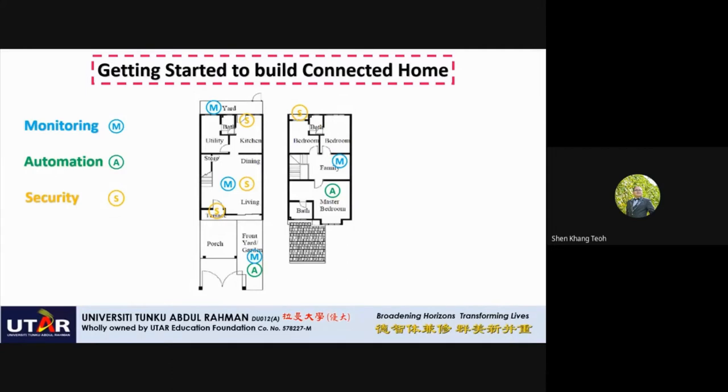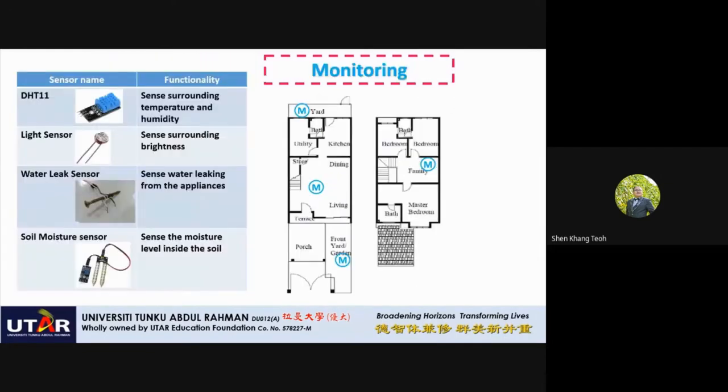At the window, if somebody wants to break into your house, they will knock your window. So you can have some sensor to sense the vibrations, and it will alert you. All these systems are connected to the same network so that they can communicate with each other. Let me just go through very briefly.